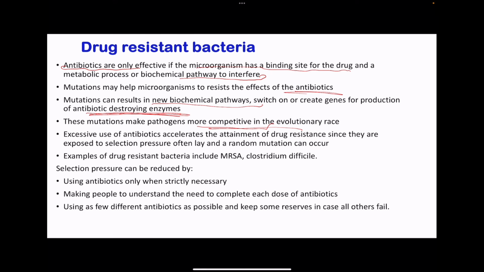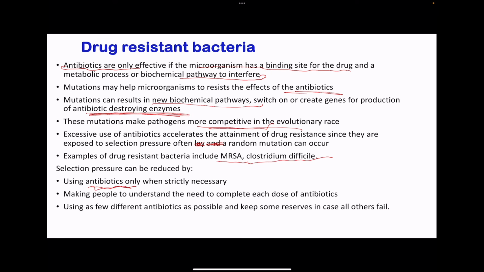That's why there are recommendations to stop the excessive use of antibiotics, in order to minimize the exposure of these pathogens to the antibiotics, because the antibiotics act as selection pressure, and when these pathogens are exposed to this selection pressure, there is a chance that a random mutation could occur, and if this is advantageous, then they are going to survive and therefore become resistant to that specific antibiotic. Examples of drug-resistant bacteria include this MRSA, as well as Clostridium difficile.